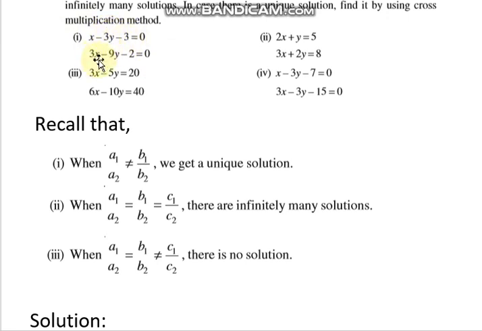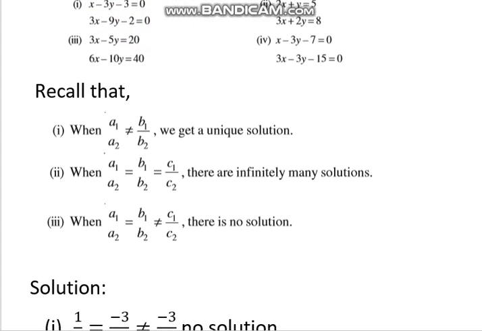In the second equation, the coefficient of x is a2, the coefficient of y is b2, and the constant term is c2. Okay, so if we find the ratio, we will get 1 upon 3, here minus 3 upon minus 9. If we cancel the common factor, we will get 1 upon 3, and the last will be minus 3 upon minus 2. Okay, so that will be 3 upon 2.